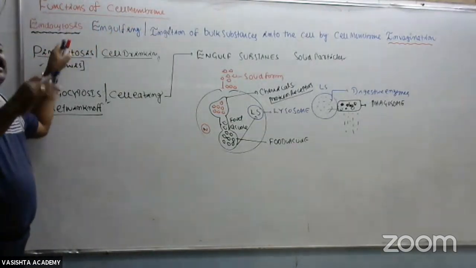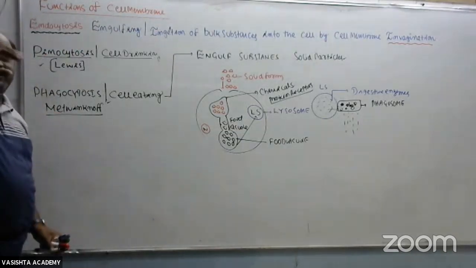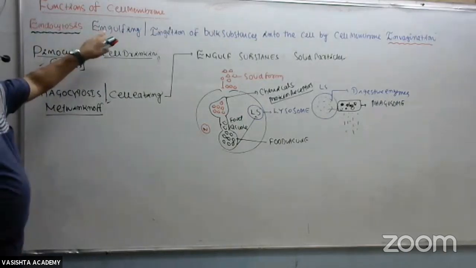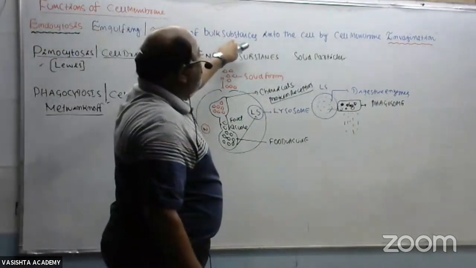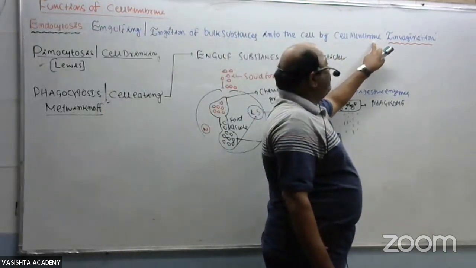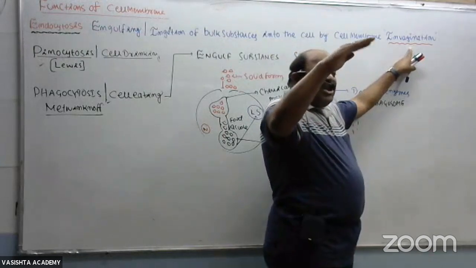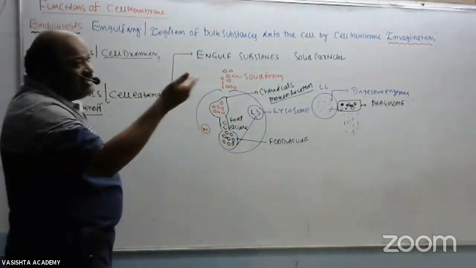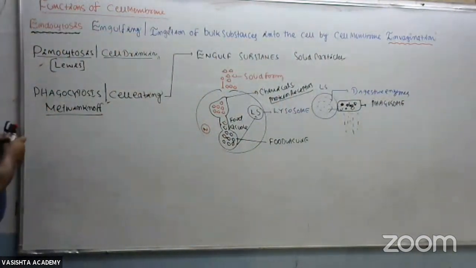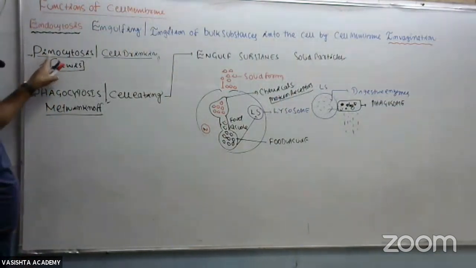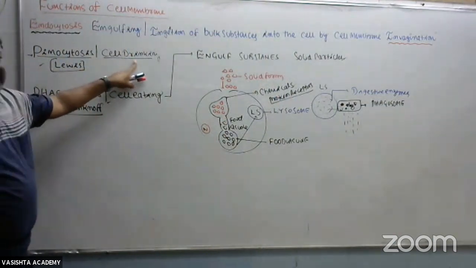Endocytosis. The name itself indicates the meaning. Something should be entered into the cell. So, engulfing. Engulfing means keeping inside, or ingestion, taking inside. Engulfing is the ingestion of bulk substance into the cell by means of the cell membrane, due to the formation of invaginations. Invaginations means formation of foldings inside. During this process, one type explained by a scientist is called pinocytosis, or cell drinking.